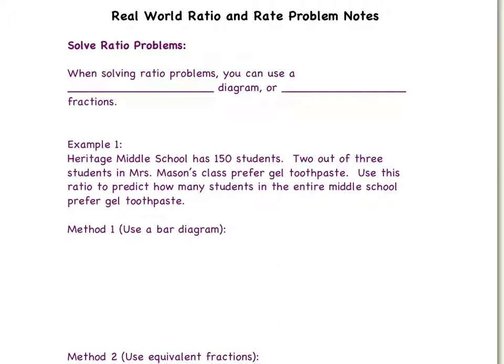Let's get started. We're going to start by solving some ratio problems. When we solve ratio problems, you can use either a bar diagram or equivalent fractions. So let's go ahead and write that down. We can use a bar diagram or equivalent fractions. Now, I think the way that you're going to find works best is using equivalent fractions. However, everybody's mind works a little bit differently, so I do want to show you both methods right now.